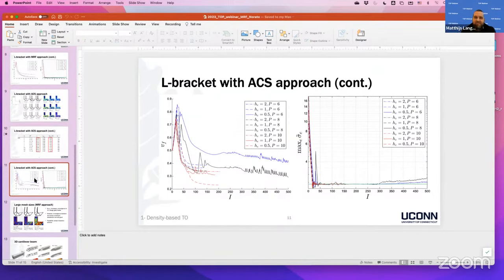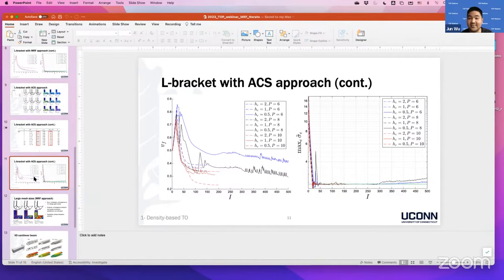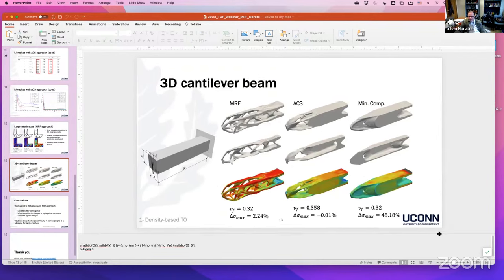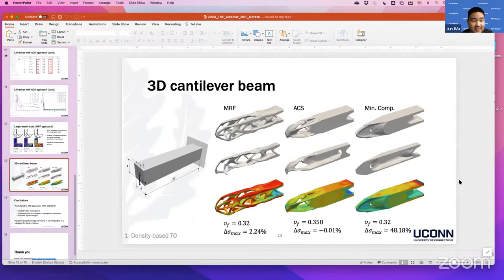Thanks. So, Jen. Yeah, thank you for a nice presentation, Julián. I have a question about the 3D results, which are on page 13. If I compare the three results from left to right, the MRF results primarily have some kind of beam-like structures, while the other two have more shell structures. Could you explain why this is the case?